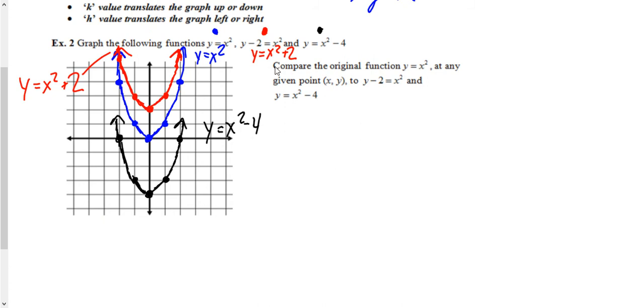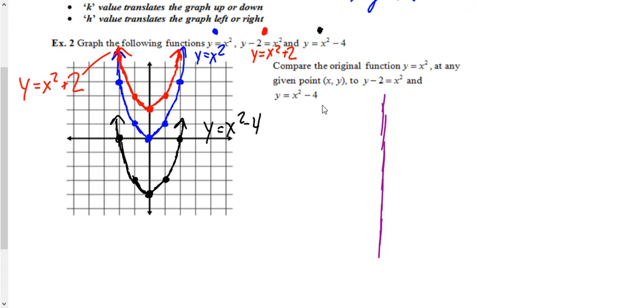So after we have all three graphs graphed, it says compare the original function y equals x squared at any point xy to the first equation here, the first one we did in red, and the second one here that we did in black. So I'm going to just slightly split my page here real quick to do both comparisons, one on the left, one on the right.